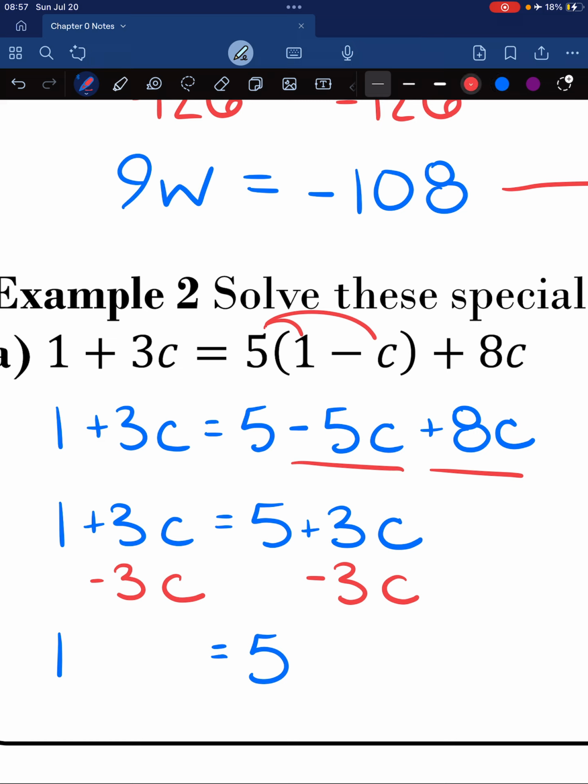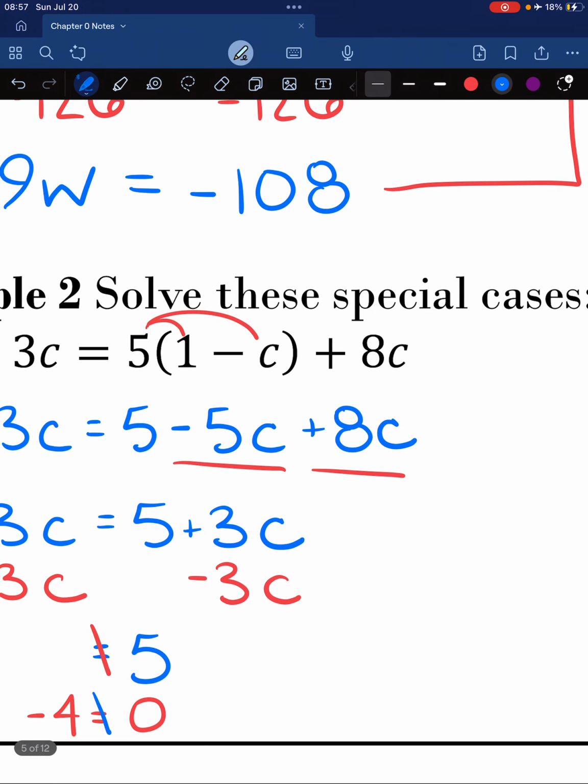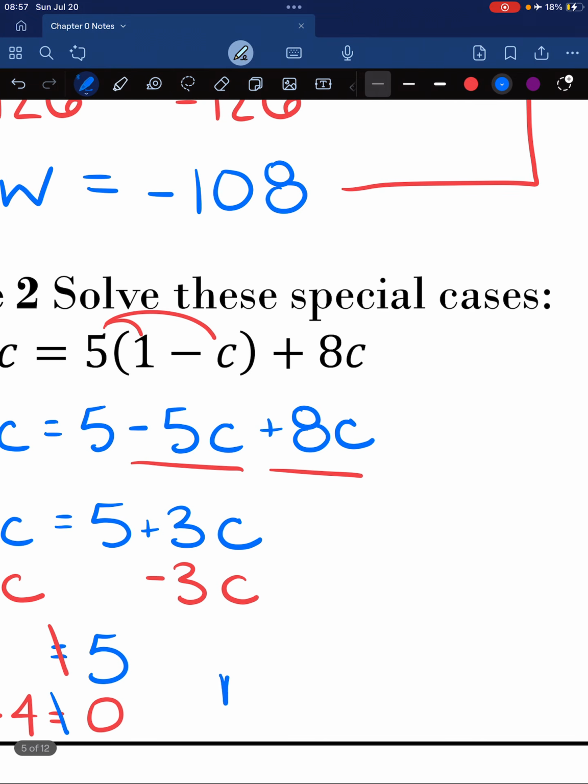And I end up with the statement 1 equals 5, which, in fact, does not equal 5. So if you end up with a variable disappearing entirely, and you're left with an untrue statement, it might be 1 equals 5, it might be negative 4 equals 0, but regardless, you might end up with 0 equals 4. None of those are true statements. So if you ever end up with an untrue statement, there's going to be no solution to this problem.